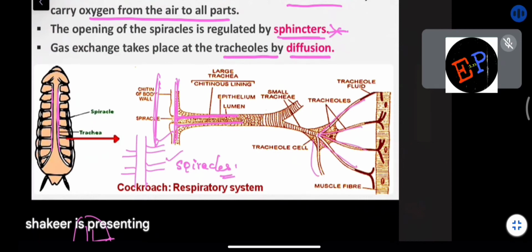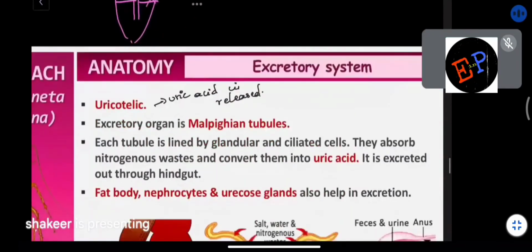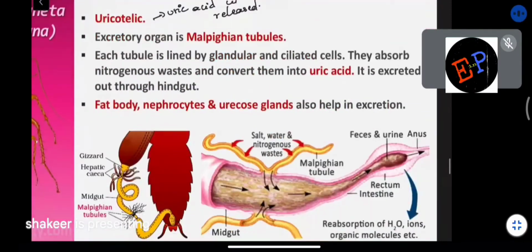And through these tracheoles only, gaseous exchange will take place. Understood, clearly? That's it. So that is the respiratory system of the cockroach.